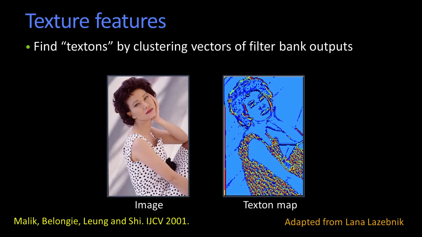And what we're going to do actually is do clustering twice. The first thing we do is we're going to cluster in that big feature space I was just showing you. And those clusters are going to be referred to as textons.